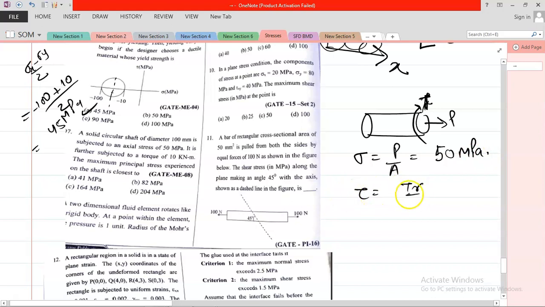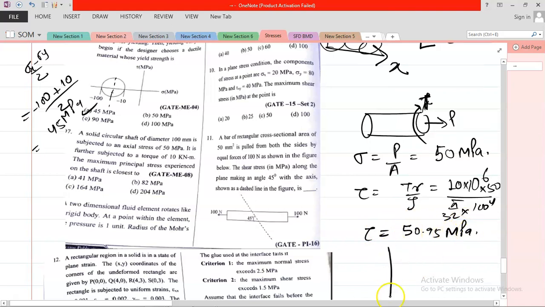Your shear stress is given by TR by J. I hope everyone remembers TR by J in torsion. The torque is given as 10, into 10 to the power 6, because in kilonewton you convert 10 to the power 3 and in meter you convert to mm. Into r, what is the value of radius? The radius is 50, divided by J, pi by 32, d raised to the power 4, 100 raised to the power 4. So you get the shear stress as 50.95 megapascal.